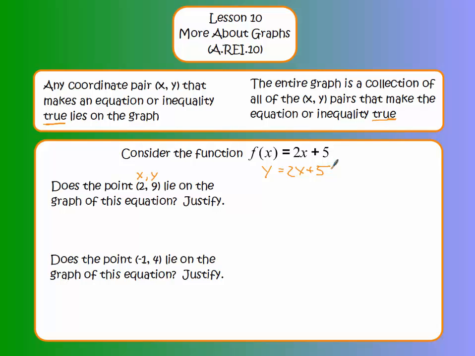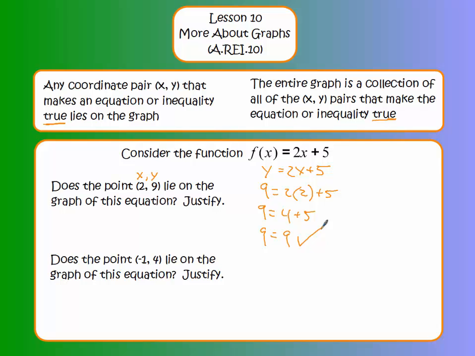So all I need to do to see if that point lies on this graph is plug in those values for the x and the y. So I'm going to put a 2 in for the x and a 9 in for the y. So I'm going to have 9 equals 2 times 2 plus 5. That tells me 9 equals 4 plus 5, which tells me 9 equals 9. And that is a true statement. 9 does equal 9.